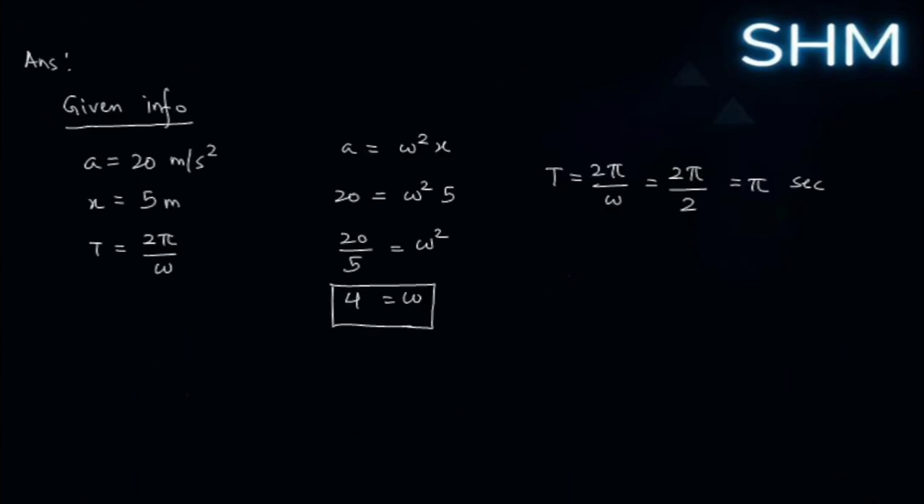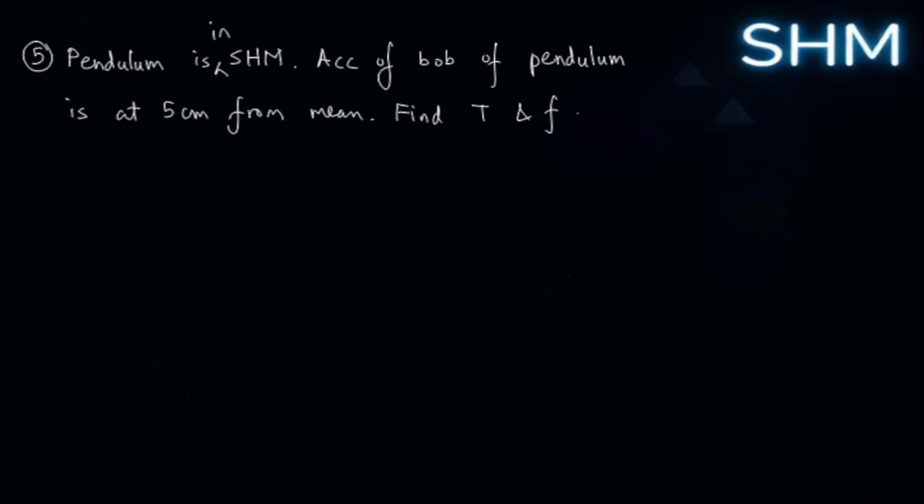Also try this question. A pendulum is in SHM. Acceleration of the bob of the pendulum is at 5 centimeters from mean position. So find T and F. Find time period and frequency. So the acceleration is given to be 20 meter per second square at a distance of 5 cm from the mean position. Try solving this.